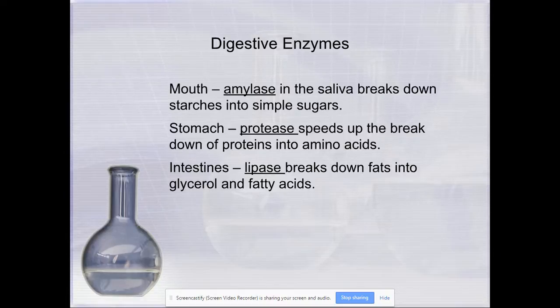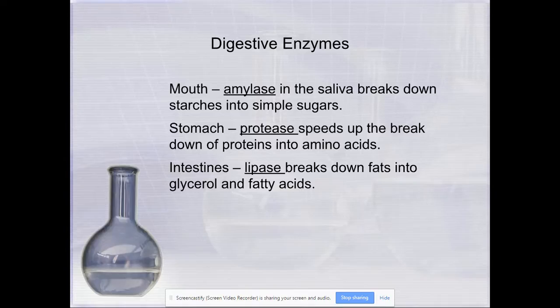In digestive enzymes within our body, within our mouth, we have amylase in our saliva, which breaks down starches into simple sugars. So next time when you're eating, throw a piece of bread in your mouth and don't bother chewing it. Just let it sit there and soak up all the saliva in your mouth, and it'll eventually start to break down and get really, really soggy.